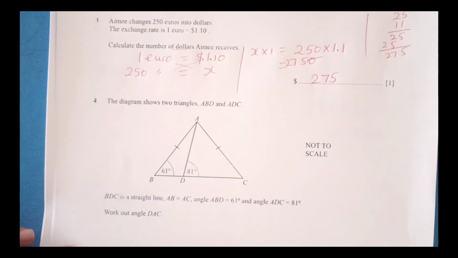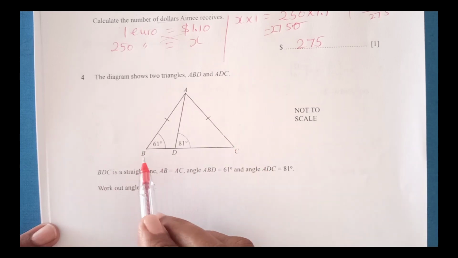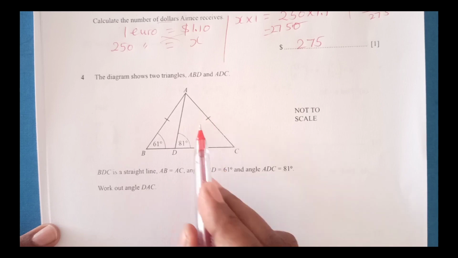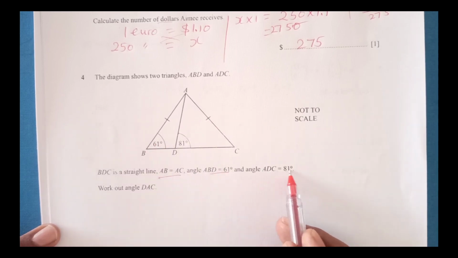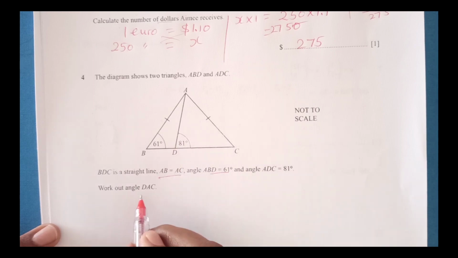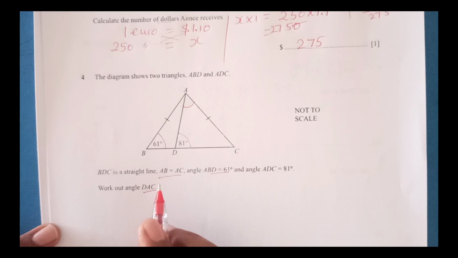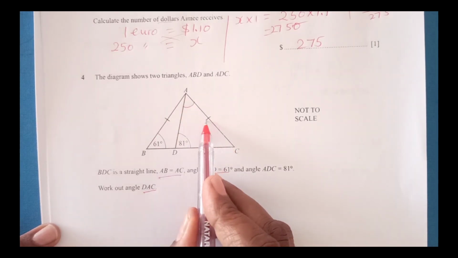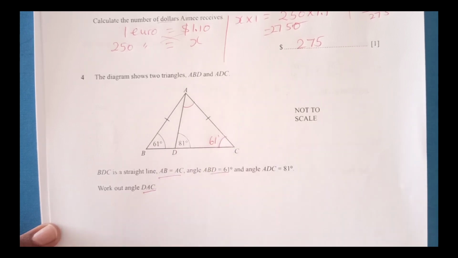Okay. Now number 4, you can see a triangle. BDC is a straight line, AB is equal to AC. We are given this angle ABD is 61 and angle ADC is 81. Work out angle DAC. DAC is this angle, right? So now if this triangle is isosceles, this and this side are equal. So this angle is 61, and this angle is also going to be 61.